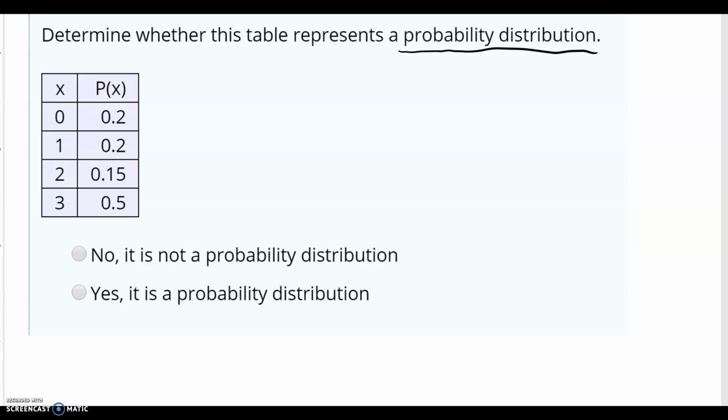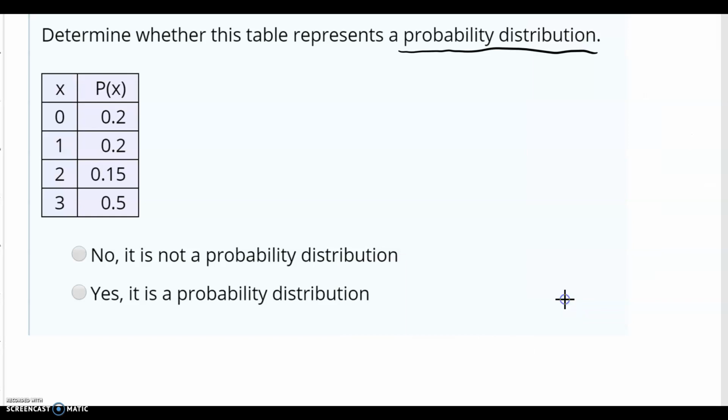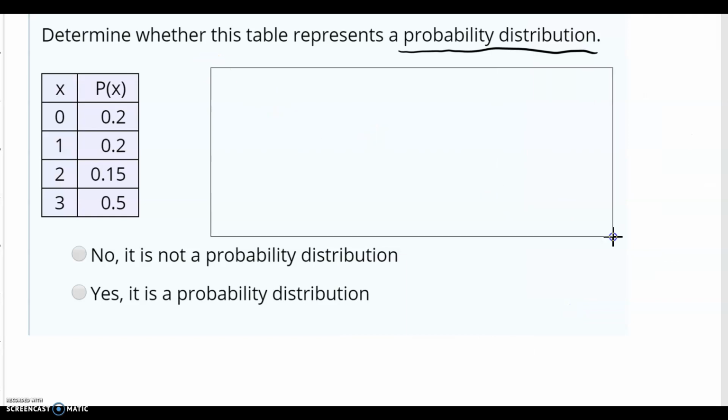Alright, so to do this, we need to know what the requirements are for a probability distribution. So let me do this with a text box. It'll be easier for me to type. Okay, so a valid probability distribution requires a couple conditions.